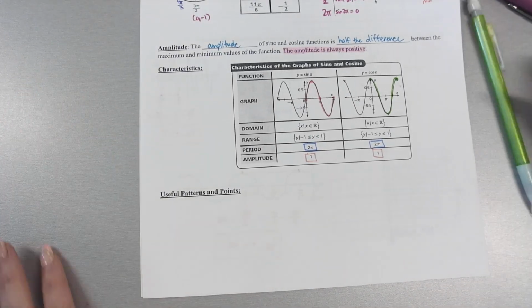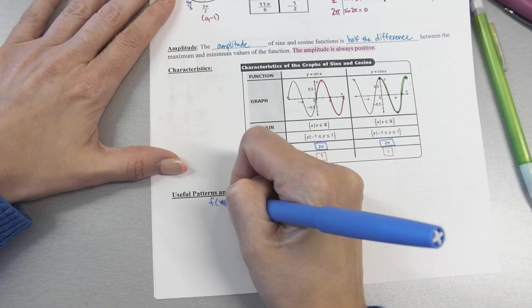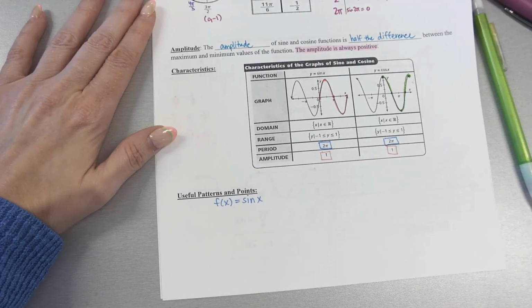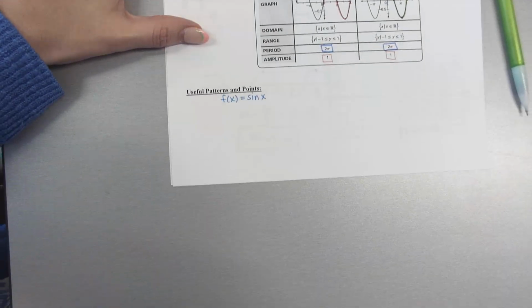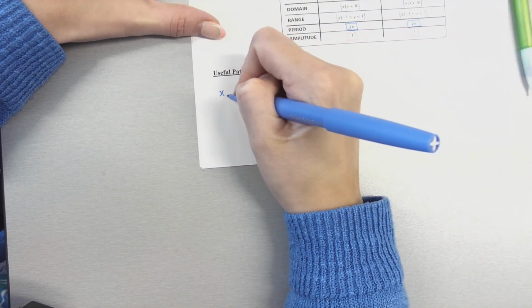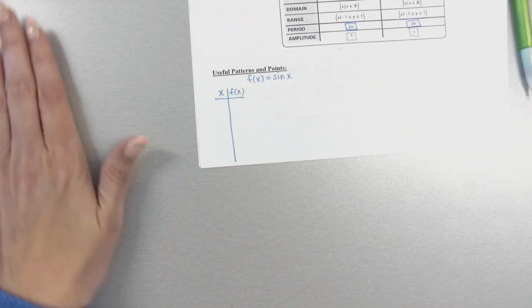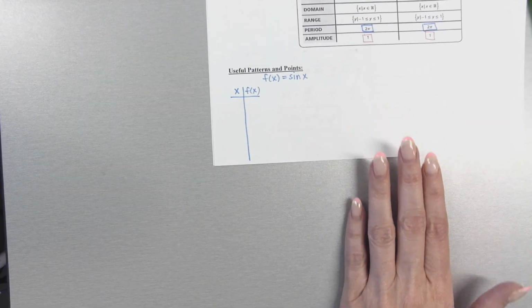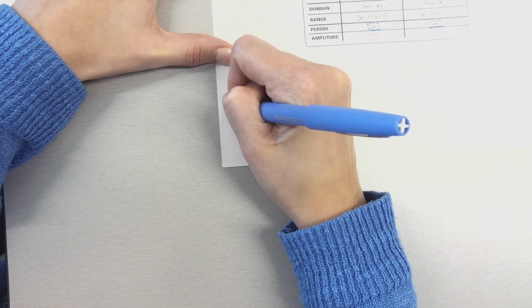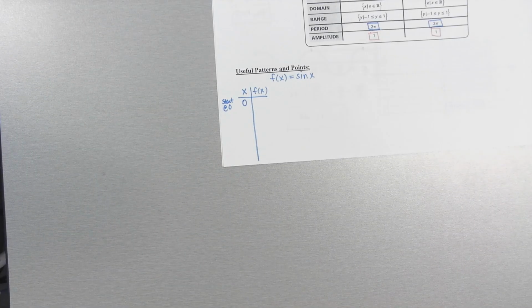So whenever you are doing the sine, you are going to use this pattern. So we're going to go over the useful patterns and points. Okay, so we're going to do f of x equals the sine of x. And when we do this, we're going to be using a table. In your table, you have your input x, you have your output f of x. When you are starting your table, you are always going to start at 0.